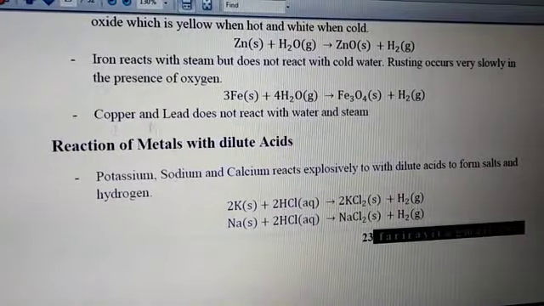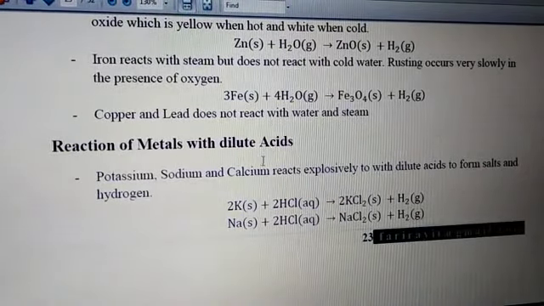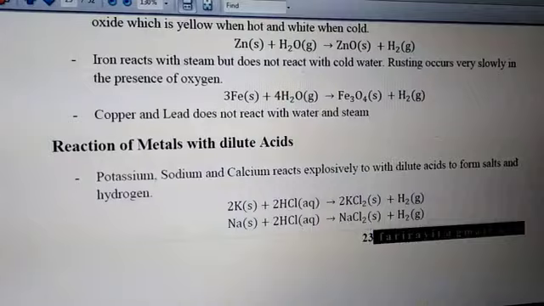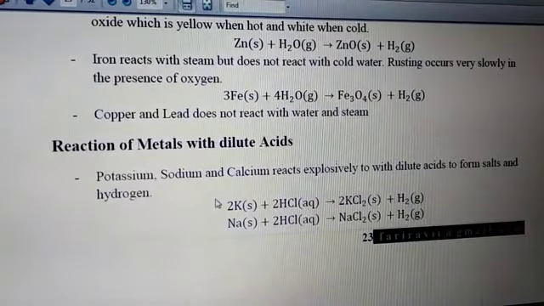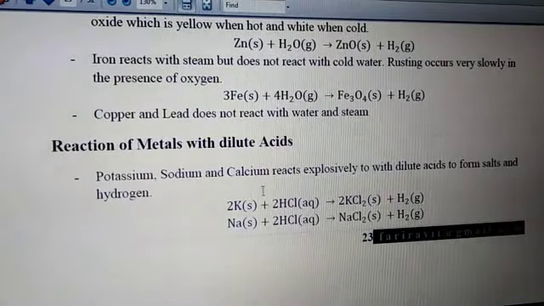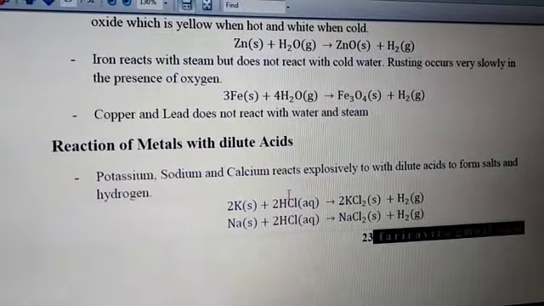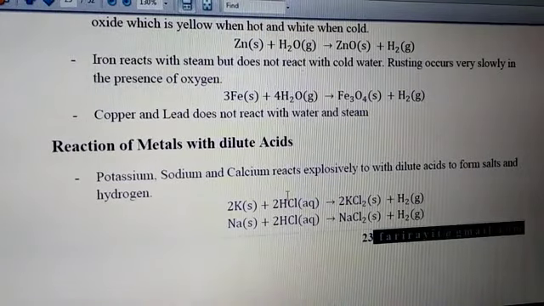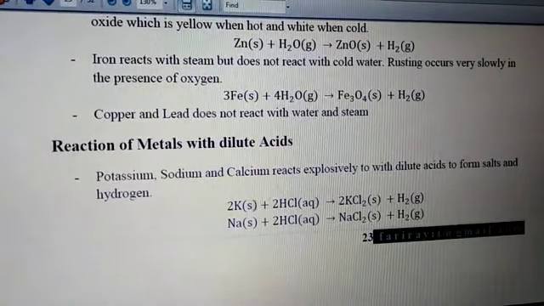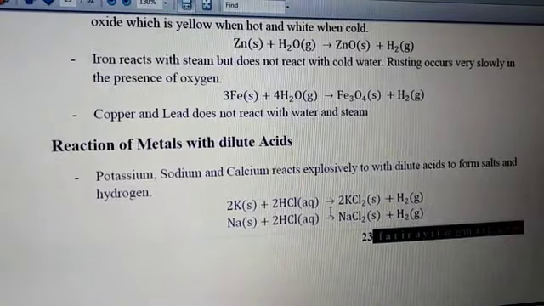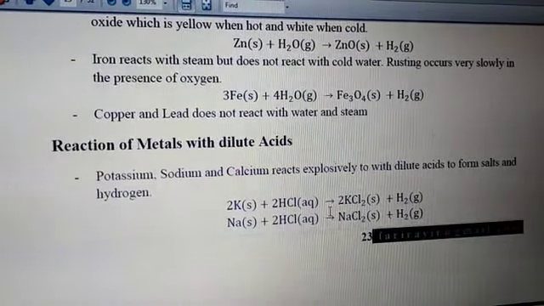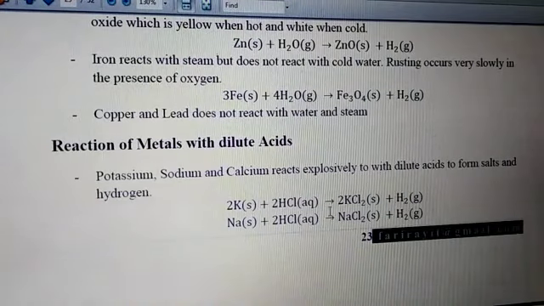What about the reaction of metals with dilute acids now? We looked at water. What about acids now? Sodium and calcium will react, but explosively, with dilute acids to form salts and hydrogen. Meaning the reaction is very explosive.